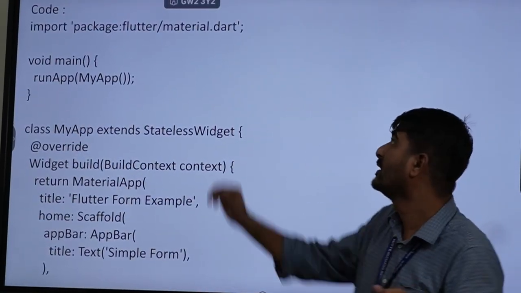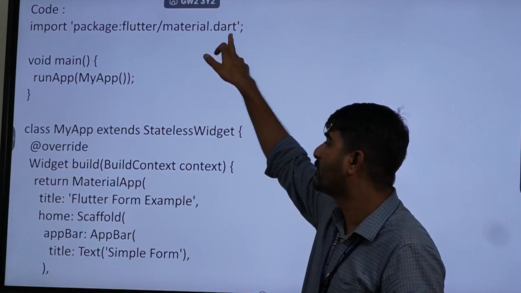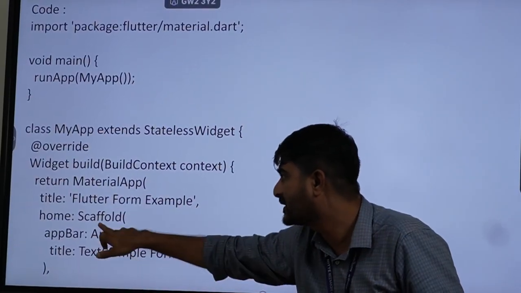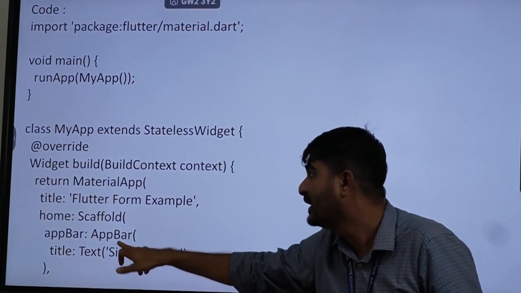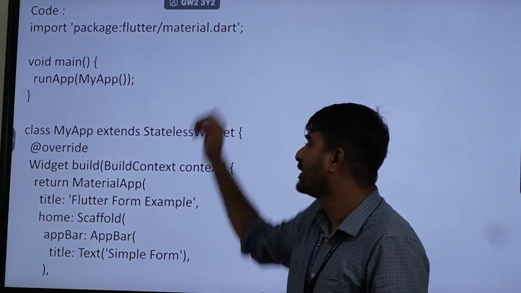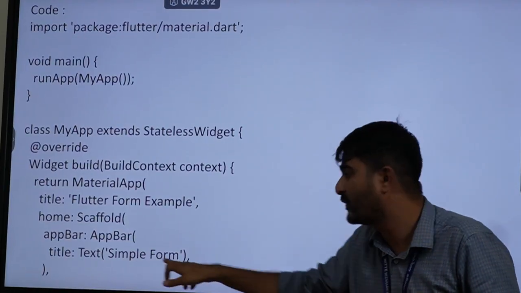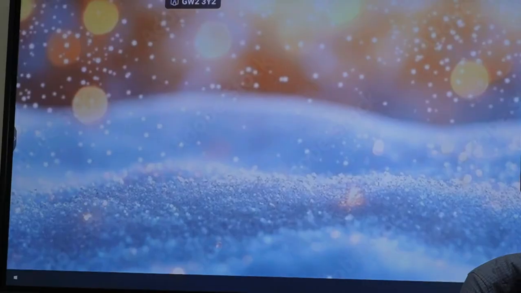Now, as I told, I will be importing material.dart. In material.dart, it holds MaterialApp, the Scaffold, and the AppBar. These are the different widgets held by material.dart. Now by using these widgets, I am going to write an app bar for a simple form as shown in the Google form.